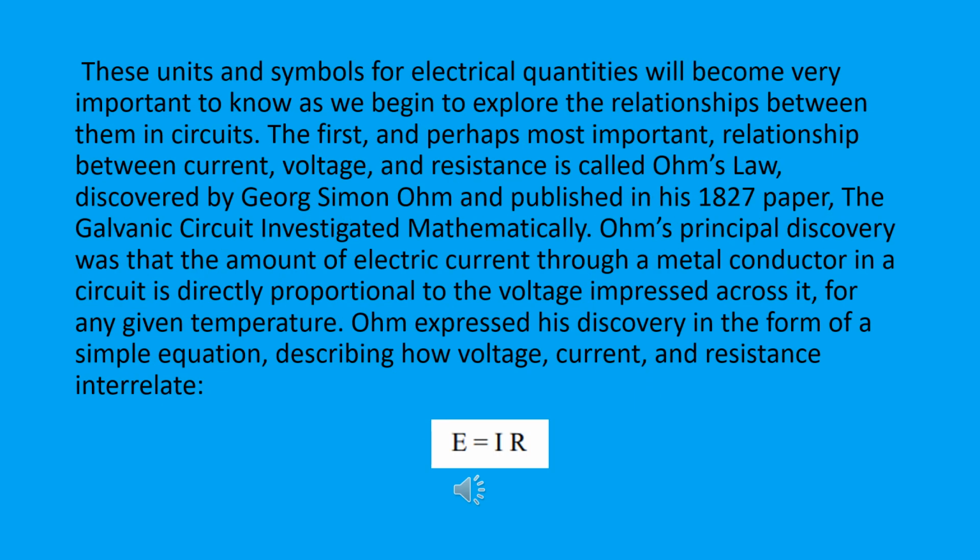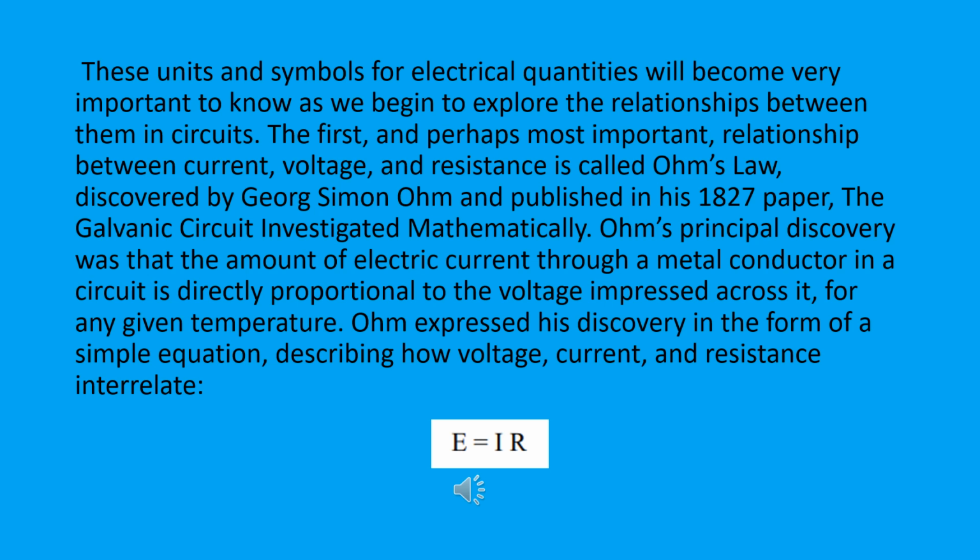These units and symbols for electrical quantities will become very important to know as we begin to explore the relationships between them in circuits. The first, and perhaps most important, relationship between current, voltage, and resistance is called Ohm's Law, discovered by Georg Simon Ohm and published in his 1827 paper, The Galvanic Circuit Investigated Mathematically.